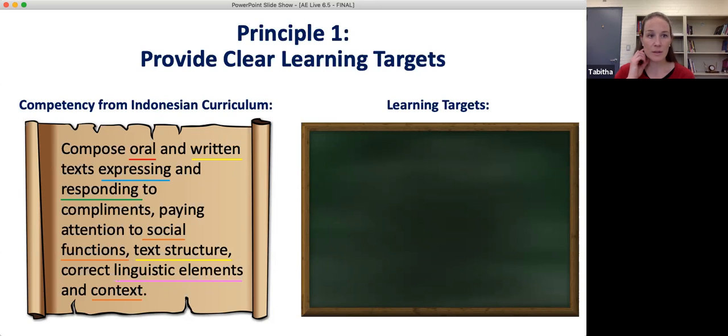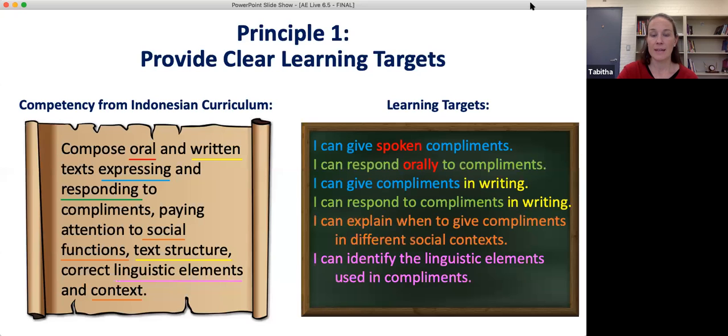So here are the learning targets that I would share with students. I would start with, I can give spoken compliments and I can respond orally to compliments. So working exclusively on giving and receiving compliments through speaking. And then I would do the same 2 sets of learning targets through writing. I can give compliments in writing and I can respond to compliments in writing.